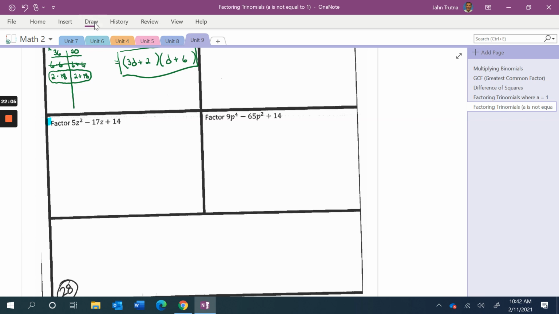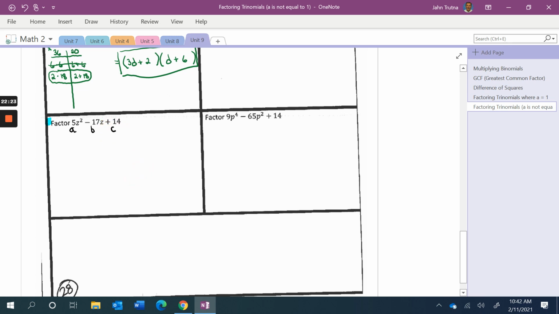Okay, last example here, 5z to the second minus 17z plus 14. Okay, so notice the a value is positive 5. So it's some number other than 1. So I'm going to have to do the process that I've been working through, the strategy that I've been doing. Your b value would be negative 17, and then your c value would be positive 14.